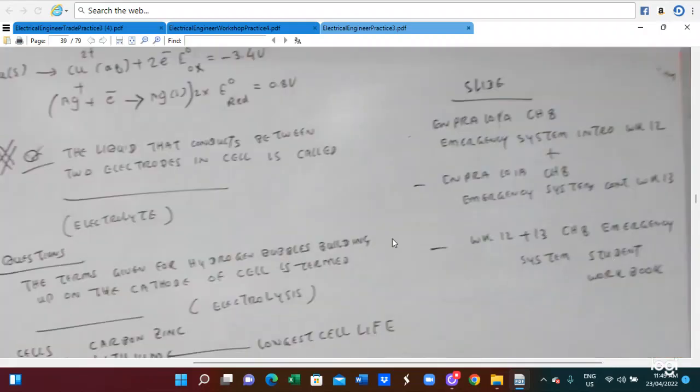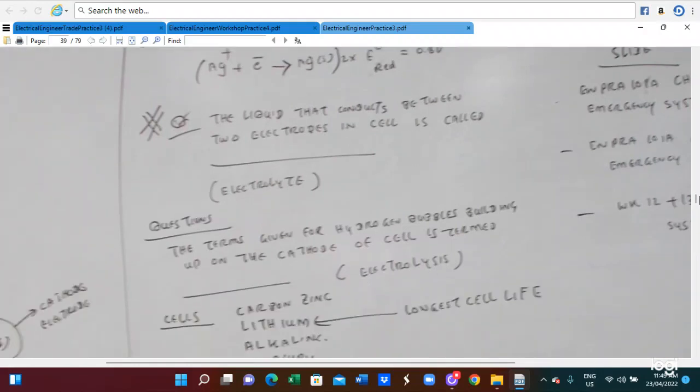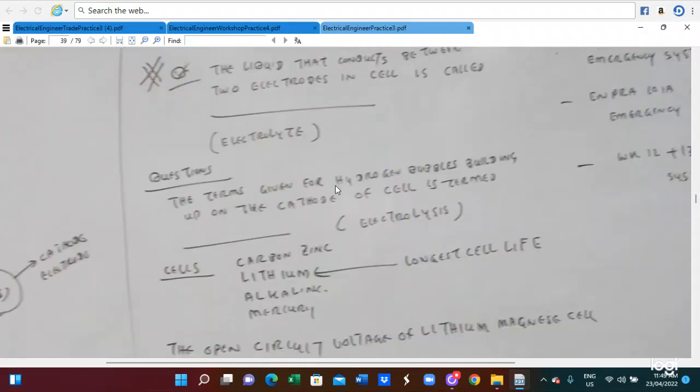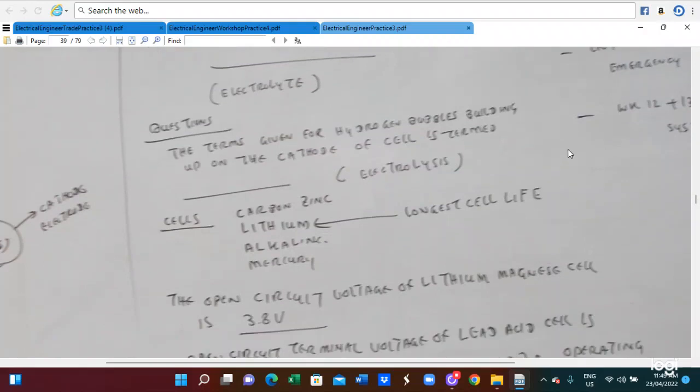When charging, there will be a voltage change during the charging time in this system. The electrolyte is utilized as the liquid that conducts between the two electrodes. This is the electrolysis system, where hydrogen bubbles are produced at the cathode. This process is the electrolysis.